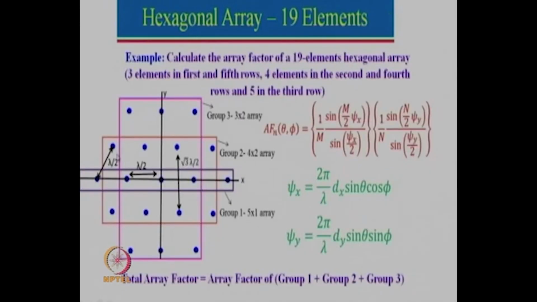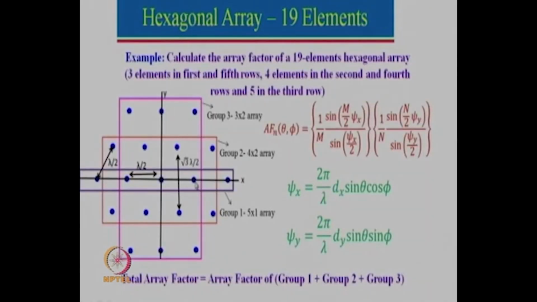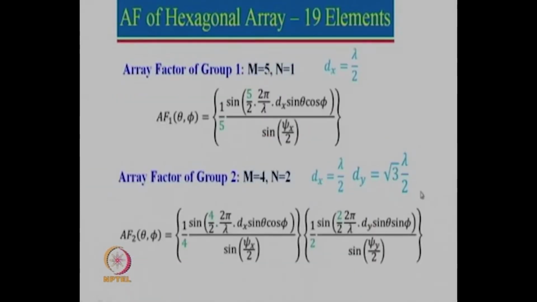Let us just look back here. So 1, 2, 3, 4 along the x axis, and we have 2 elements along y. So m is equal to 4, n is equal to 2. We put 4 over here and 2 over there, and then we need to know what is dx. So dx is equal to lambda by 2 on this side, and what is dy? That is this distance here, which is square root 3 lambda by 2. That is all we put there. So that is for group 2.